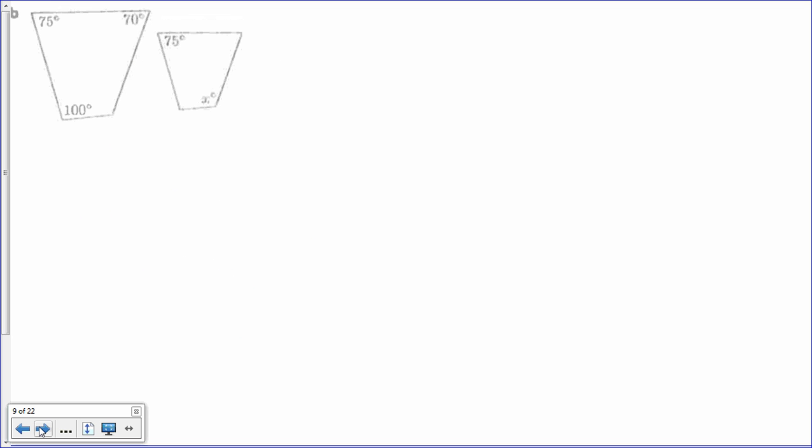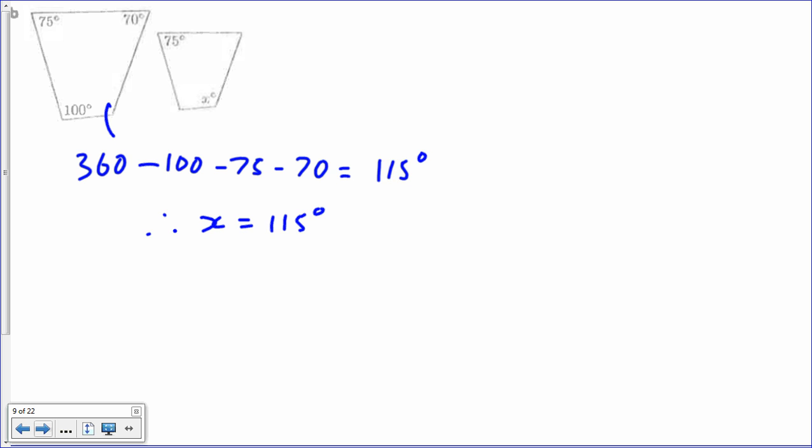Part B, we need to find out with angles. So in this first triangle, we need to work out this third angle. So that's going to be 360 take away 100, take 75, take 70. And that's going to equal 115 degrees if we do that. So therefore, x equals 115. Because all the angles in similar figures are the same.